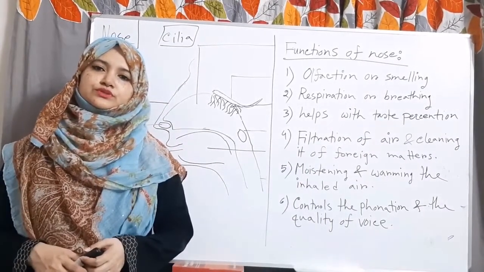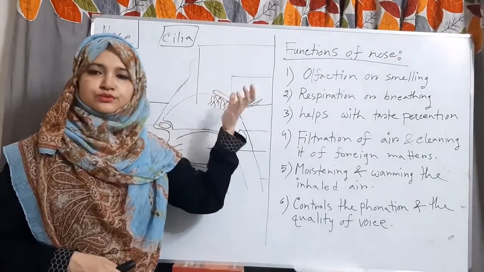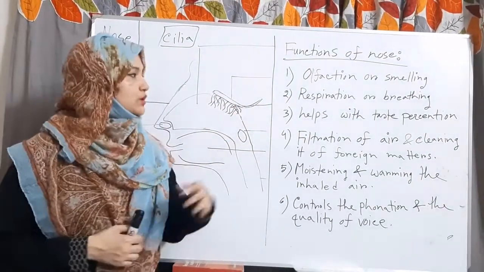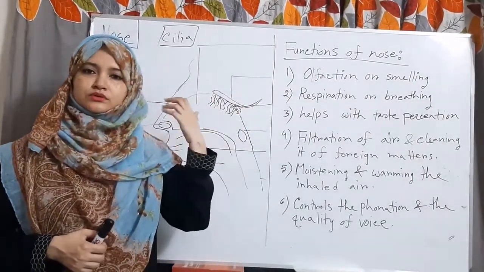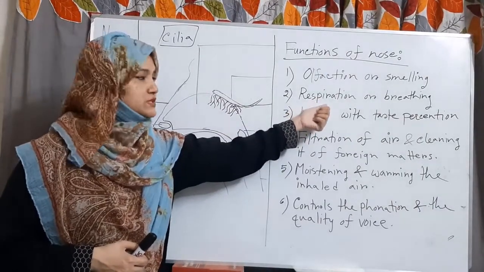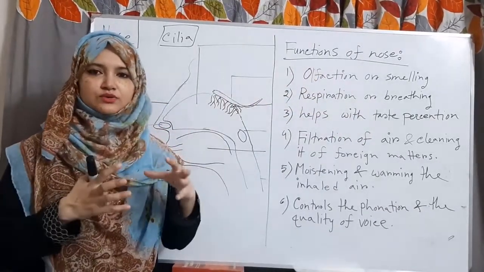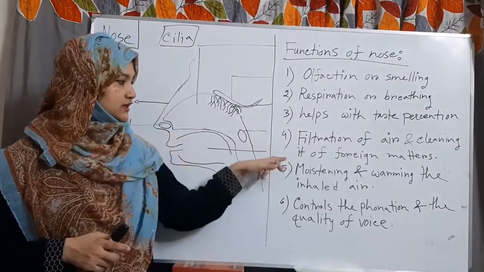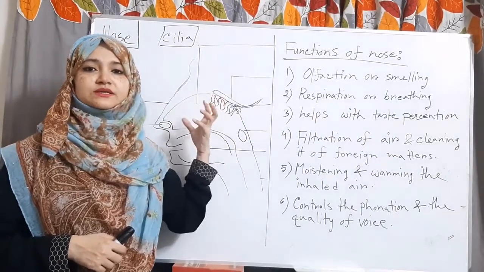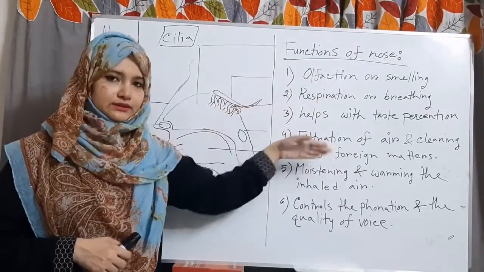The nose plays a very important role in our physiology. The first function is olfaction, or smelling: the olfactory nerve cells are responsible for detecting different types of smell. Then respiration, or breathing: we breathe in and out using the nose, which is the first requirement for respiration. It also helps with taste perception, since taste and smell are closely related. Then filtration of air and cleaning it of foreign matter: the cilia and the mucous membrane trap dust particles, bacteria and other foreign matter, and clean the air.